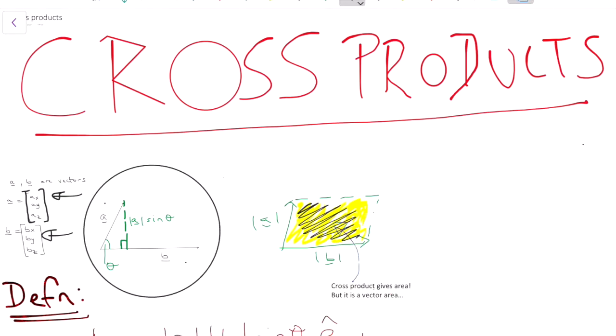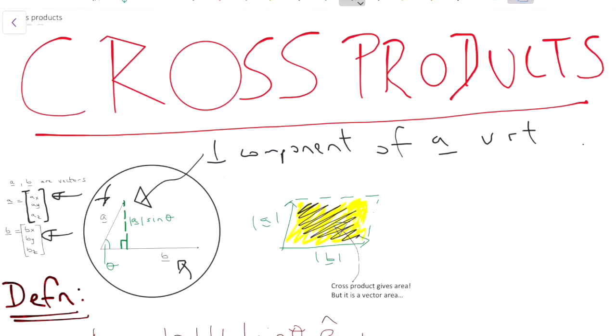So we have vector A here, vector B, which is here, and I also drew in the perpendicular component of A with respect to B. So WRT is with respect to. And this is A sine theta using basic trigonometry because the angle between A and B is theta.